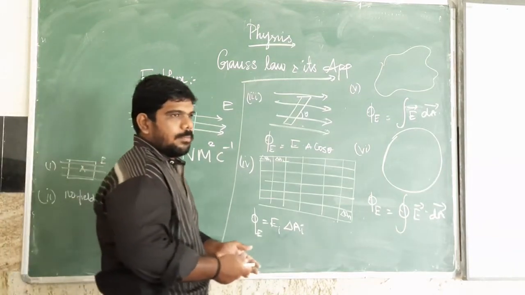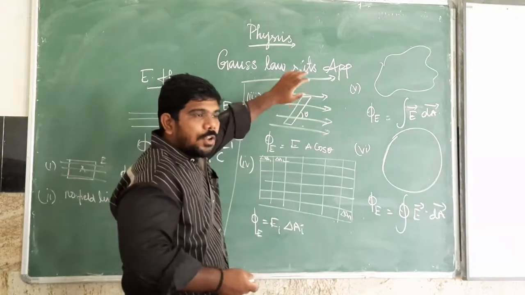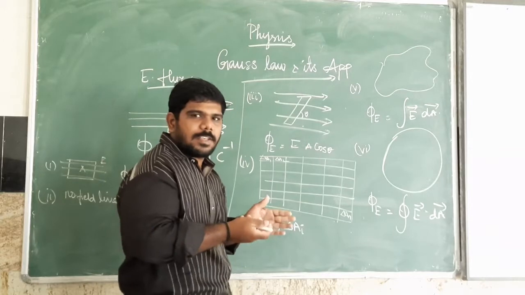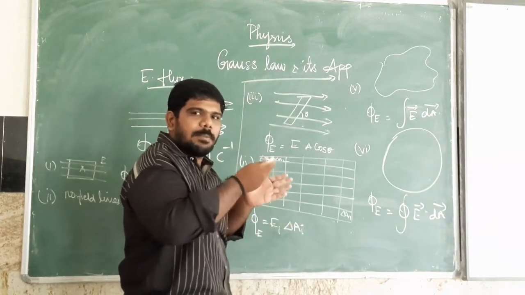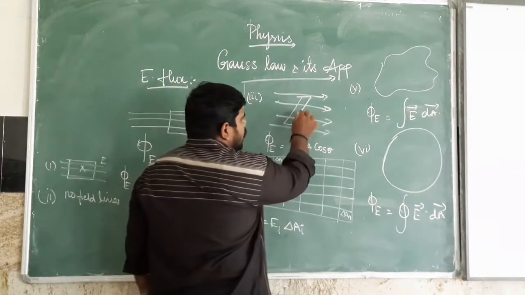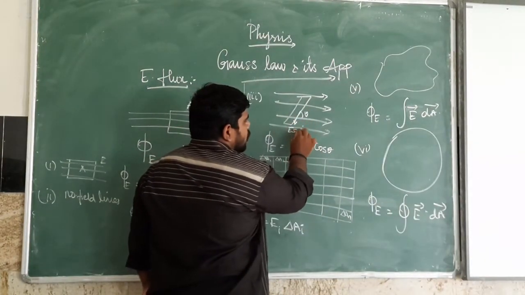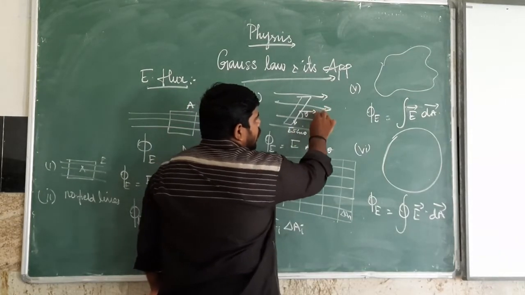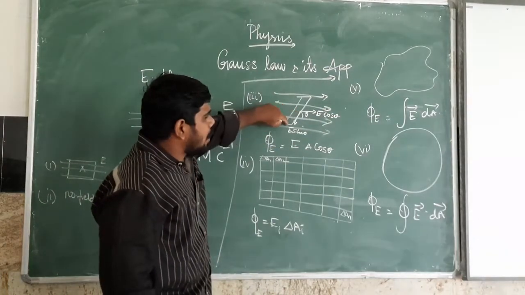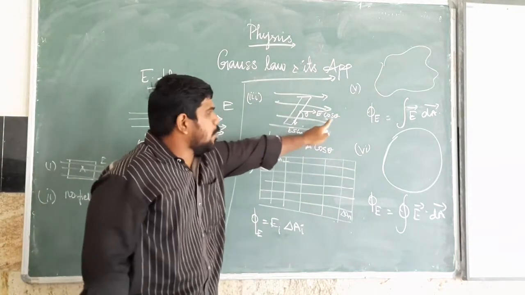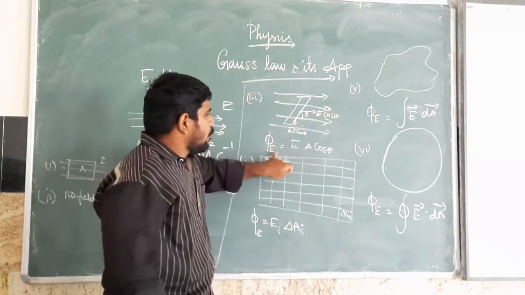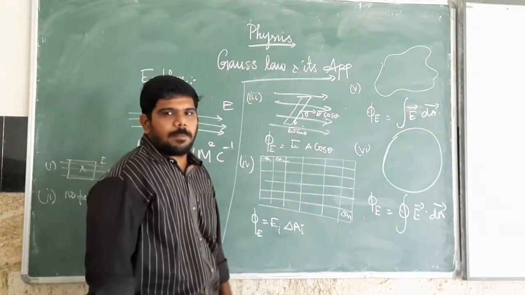In case the surface is placed in a uniform electric field at a particular angle, the electric field will be resolved into two components: one is E sin theta and the other is E cos theta. The parallel component we don't take, only the perpendicular component. So phi of E is equal to E cos theta into A, that is, phi of E is equal to E into A cos theta.